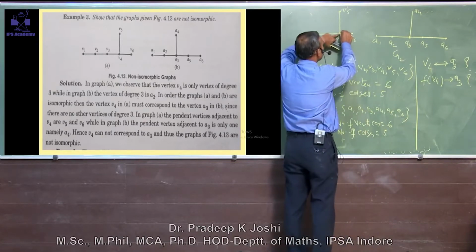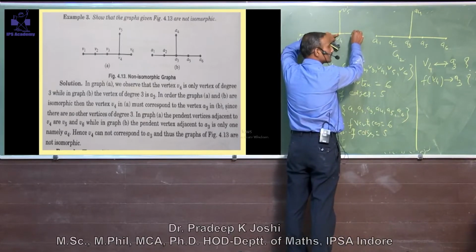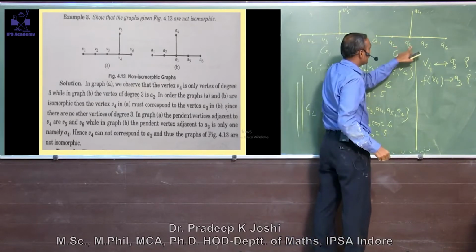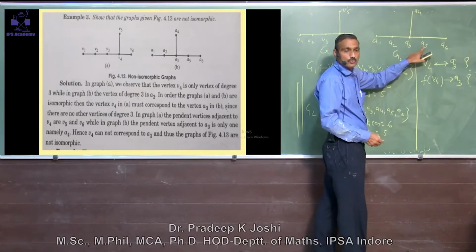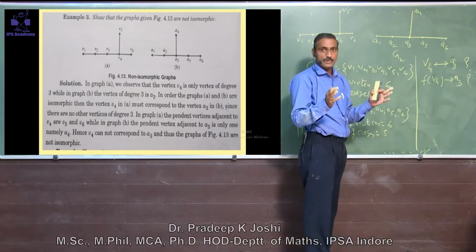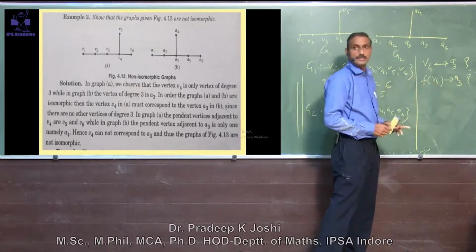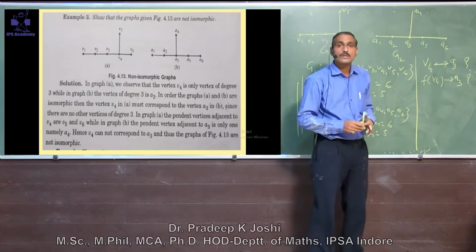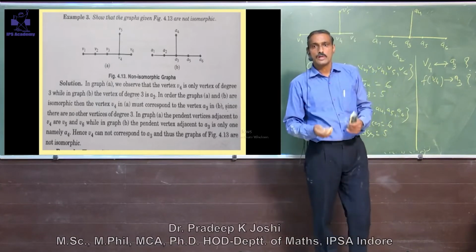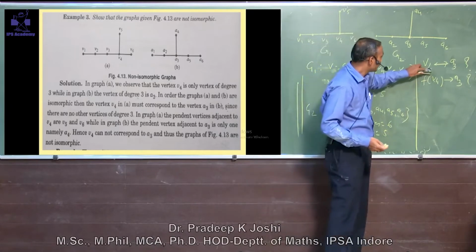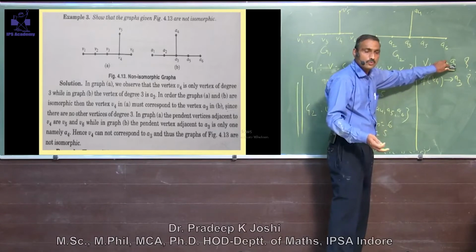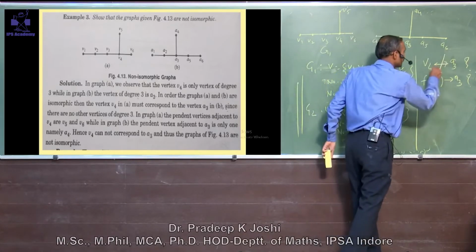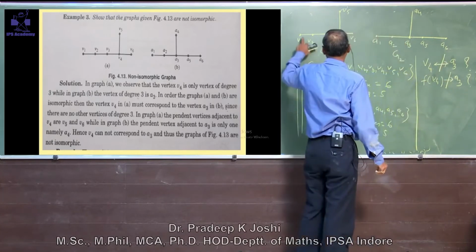That means V4 has an adjacent vertex V6, which is a pendant vertex of degree 1, but in this graph A3 has two other adjacent vertices A2 and A5, and both have degree 2. So there is no incidence relationship between V4 and A3, so the graph is not isomorphic. We prove there is no corresponding vertex of V4 in graph G2, so this is a non-isomorphic graph. Now we see V1 is degree 1.